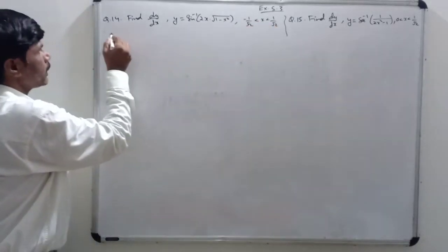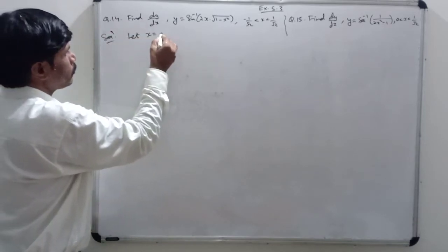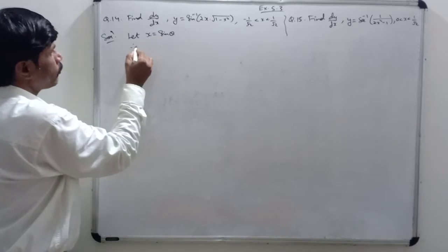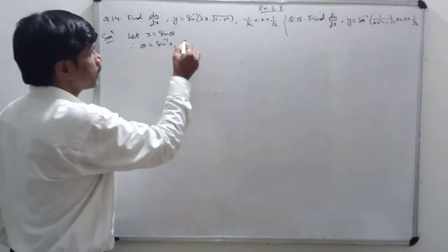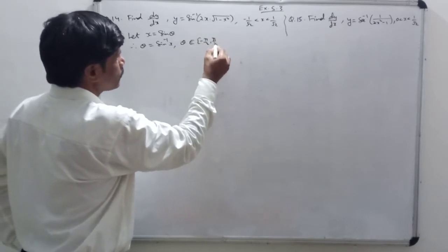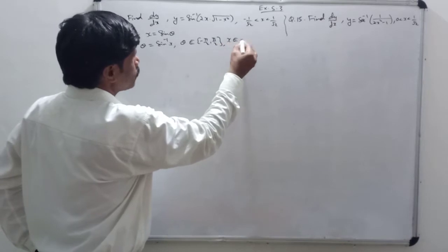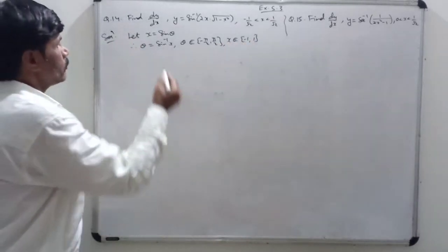Okay, so we'll start. Let x is equal to sin theta. So therefore theta is equal to sin inverse of x. Under a condition, what is the condition? Theta should belong to the domain of the sine function, that is minus pi by 2 to pi by 2, and x belongs to the closed interval minus 1 to 1. Okay, so the question will change.